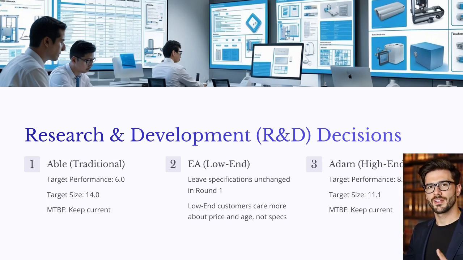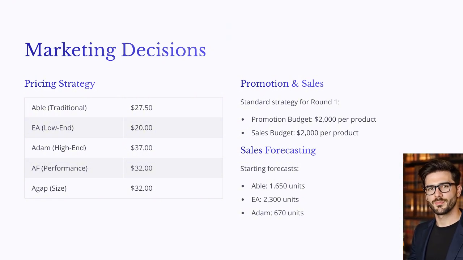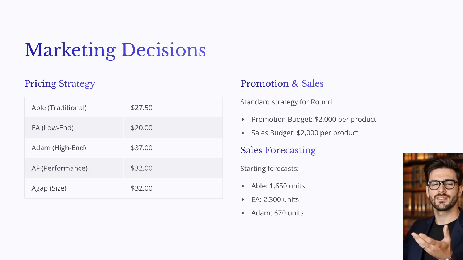Part 3: Marketing Decisions. In marketing, you'll make decisions in 4 areas: 1. Price, 2. Promotion budget, 3. Sales budget, 4. Sales forecast. Let's walk through each. Small Orange Diamond, pricing strategy.